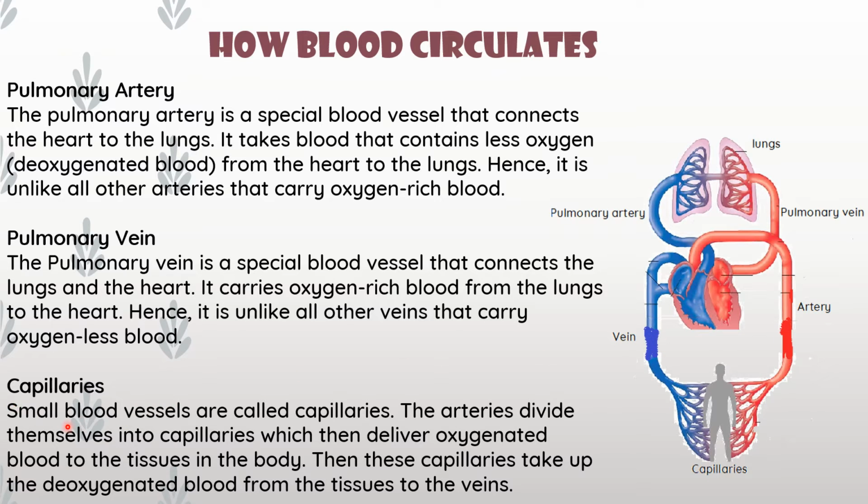Then capillaries. Small blood vessels are called capillaries. The arteries divide themselves into capillaries, which then deliver oxygenated blood to the tissues in the body. Then these capillaries take blood from the tissues to the veins. Simply, here are veins and here arteries, small tubes. The main artery divides into small arteries, and these arteries are connected to the veins in any part of our body through small blood vessels called capillaries. Okay.